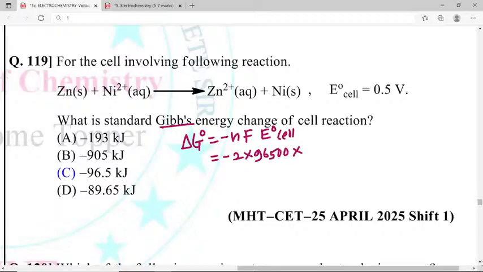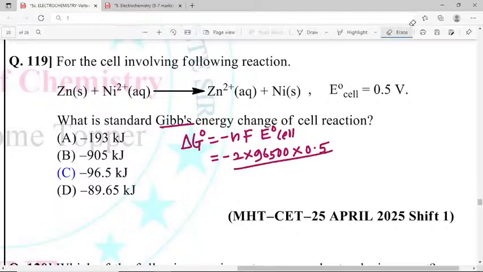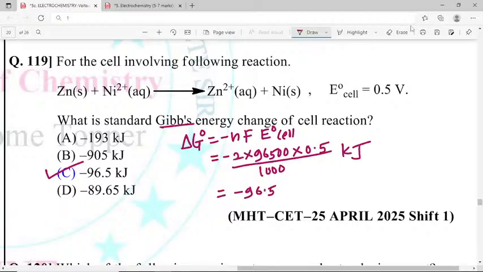96500 multiply by E cell 0.5, and then this is whole divided by 1000. This is whole divided by 1000 will get into kilojoule. Always remember, this is whole divided by 1000. 1000 will get in kilojoule. So please solve this. We'll get minus 96.5 kilojoule. And always remember, joule divided by 1000 is equal to kilojoule.